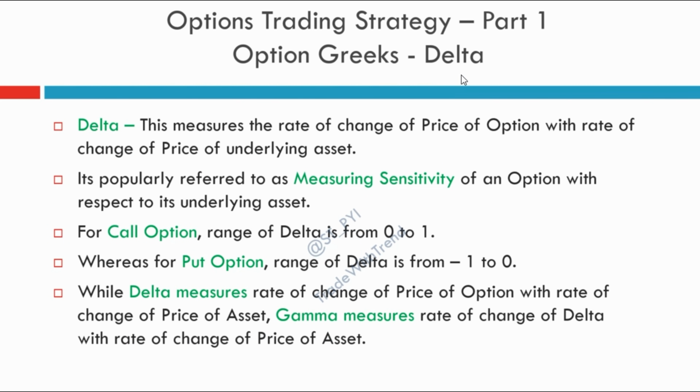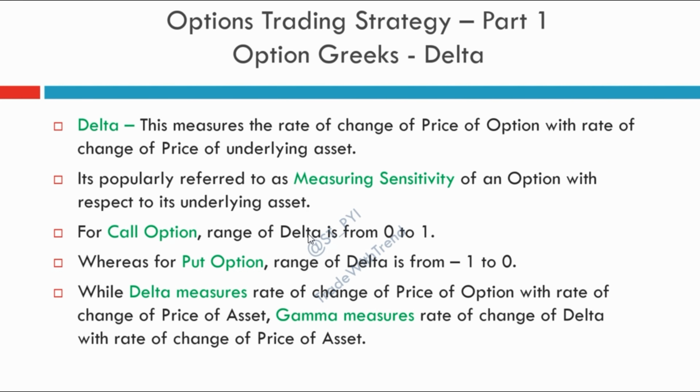Now what does delta measure? Delta actually measures the rate of change of price of the option with rate of change of price of the underlying asset. That is, a Nifty call option delta would measure the rate of change of Nifty call option with respect to the rate of change of underlying asset, that is Nifty itself. So it's popularly defined as the sensitivity of an option with respect to its underlying asset.